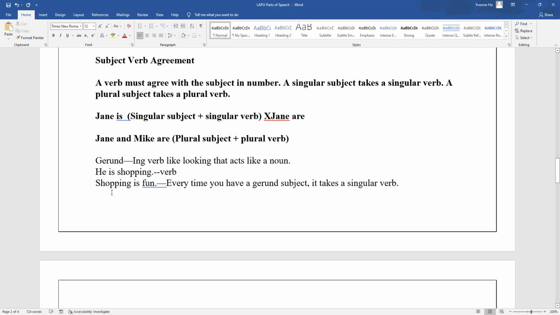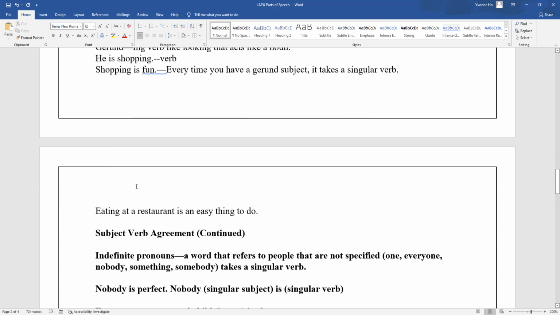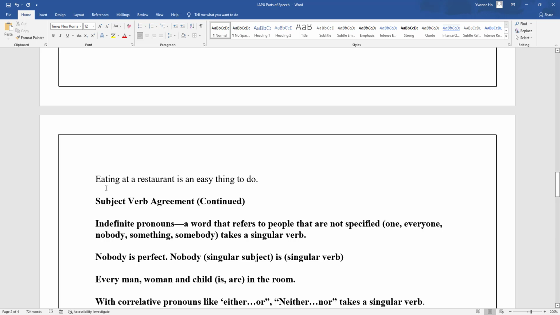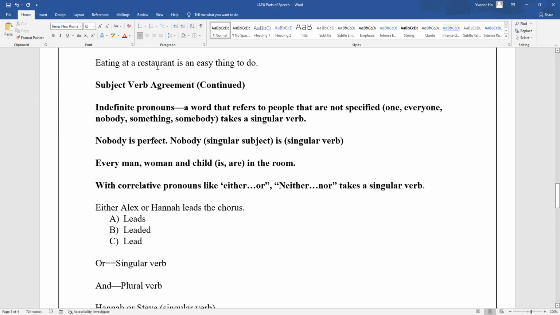So remember that every time we have a subject of a sentence, it's always a noun. And whenever you have an object in a sentence, it's always a noun. So when you use a gerund subject, that is a verb-like word that acts like a noun, it's always singular. So you don't say shopping are fun. So every time you use a gerund subject, it takes a singular verb. Eating at a restaurant, that's called a gerund subject, is a fun thing to do. And so this is more about subject-verb agreement.